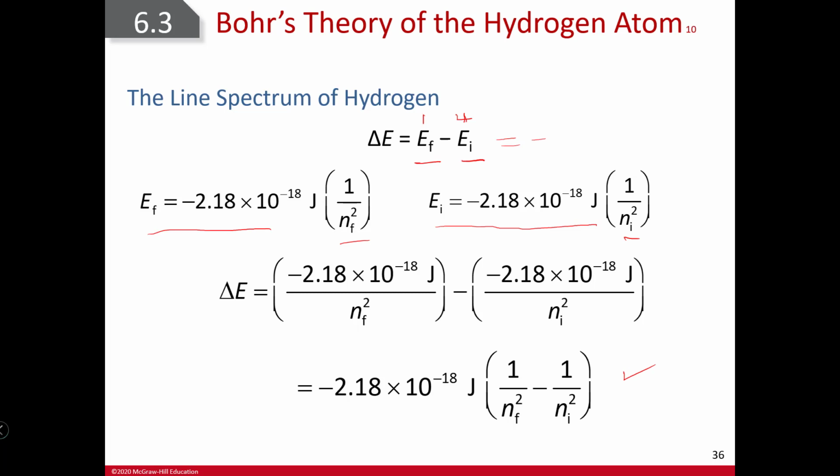So this is similar to Rydberg's equation. In fact, they are related. Bohr is focused only on the hydrogen atom, and the Bohr constant here, the negative 2.18 times 10 to the negative 18th, is going to be related to how much energy it takes to remove an electron from an atom, the ionization energy.